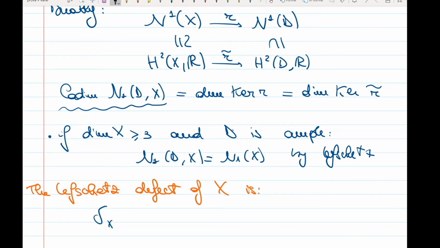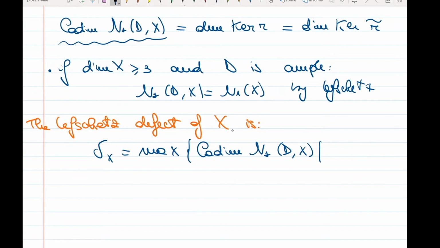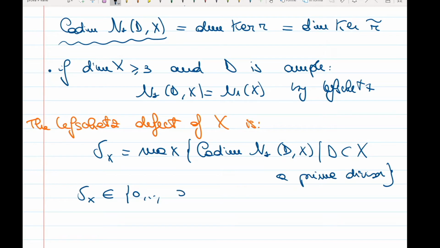Delta is a maximum of all the possible codimensions of N1 of D in X, where D varies among all prime divisors in X. I'm not assuming anything on the singularities, I'm just looking at codimension 1 subvarieties. So we can say that delta varies between 0 and the Picard number of X minus 1.